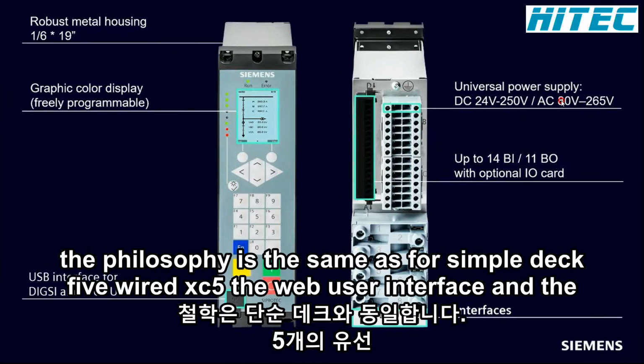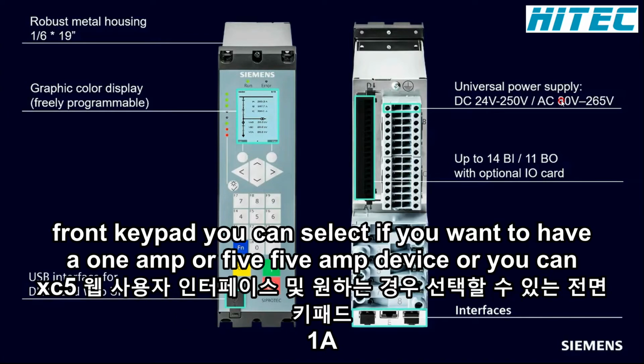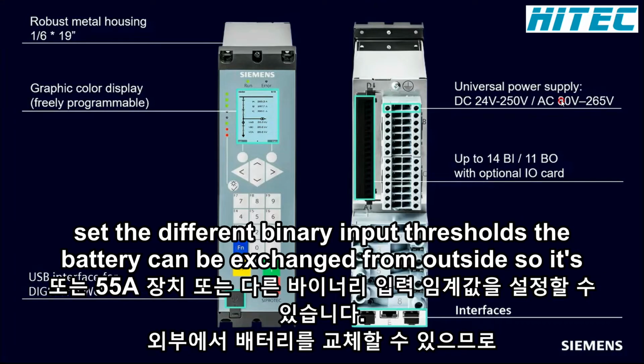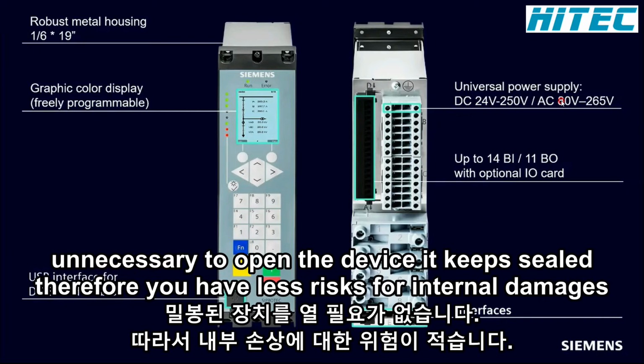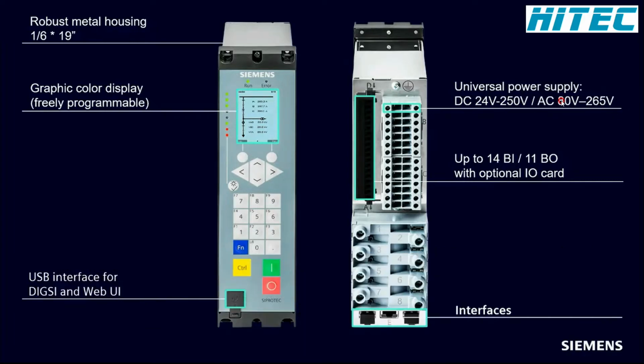Via DIGSI 5, the web user interface, and the front keypad, you can select if you want to have a 1 amp or 5 amp device, or you can set the different binary input thresholds. The battery can be exchanged from outside, so it's not necessary to open the device. It keeps sealed. Therefore, you have less risk of internal damage.